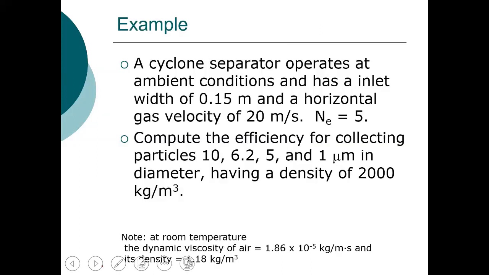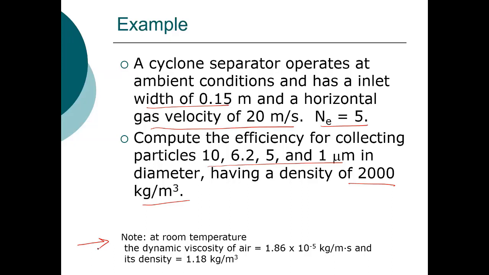So let's look at an example here. We have a cyclone separator, and it's operating at ambient conditions. It has an inlet width of 0.15 meters, a horizontal gas velocity of 20 meters per second. The number of turns is 5. And what we want to do is calculate the efficiency for collecting particles of varying size. All of the particles have the same density of 2,000 kilograms per cubic meter. We'll operate at room temperature.